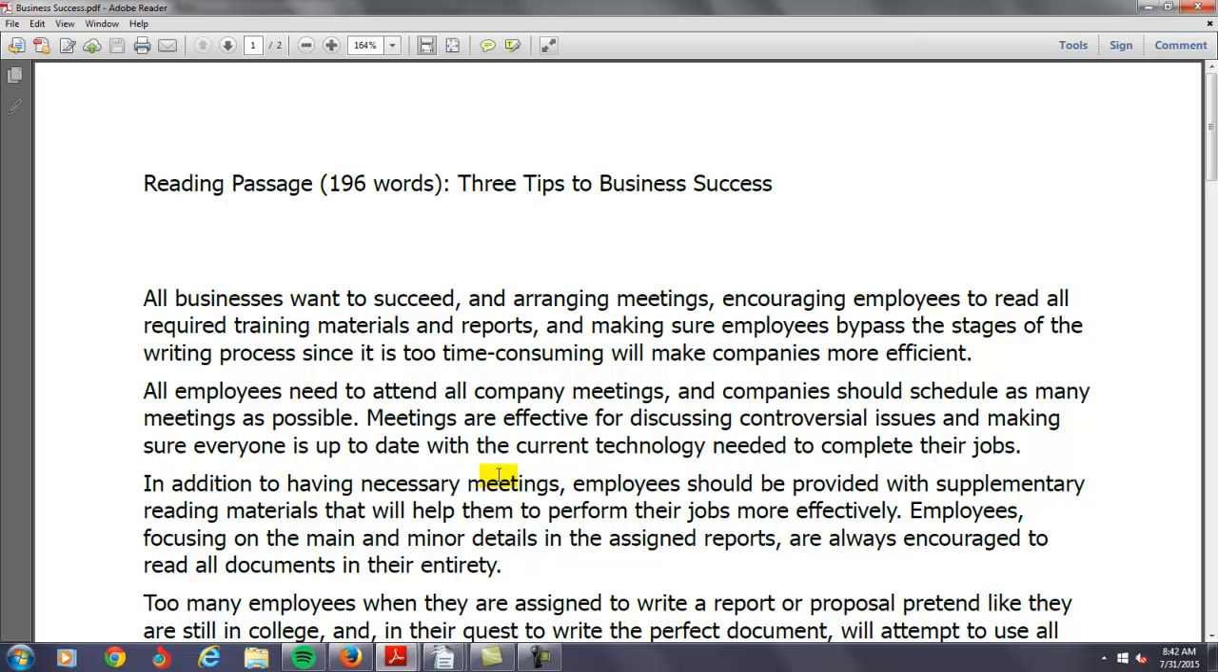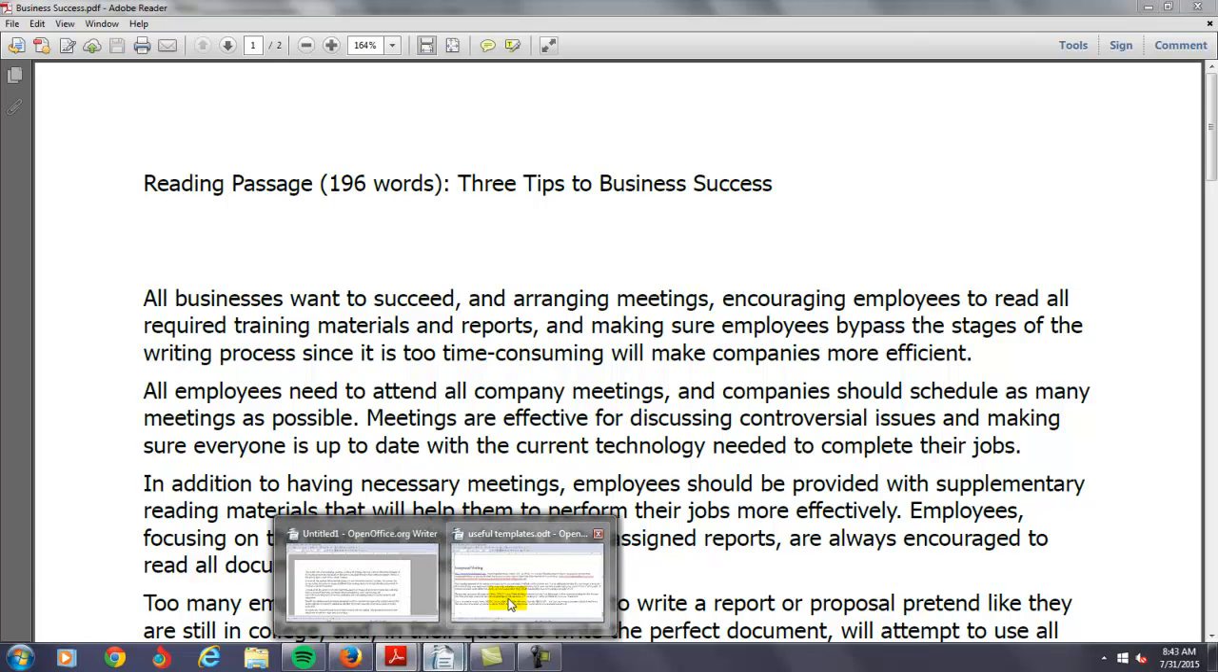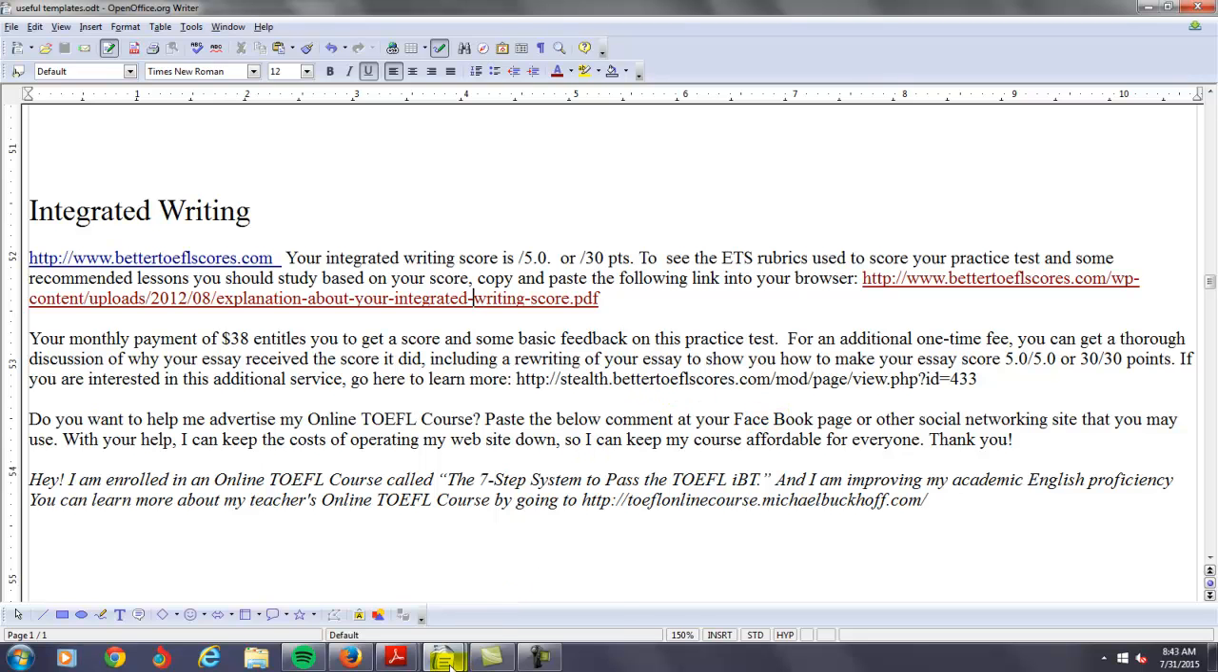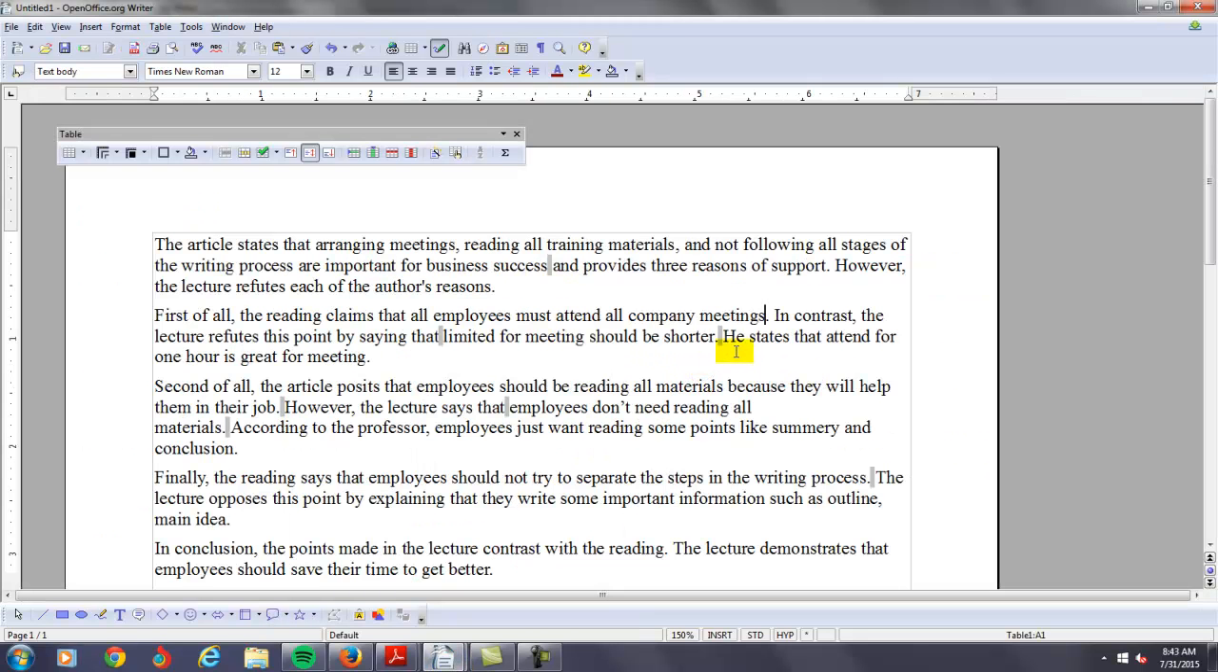So it says here, meetings are effective for discussing controversial issues and making sure everyone is up to date with current technology. See, I think you should have at least paraphrased that information. You don't have to say it exactly like this, but you should paraphrase this information because it is a major support point. Okay, so I think that you needed to further explain this idea here.